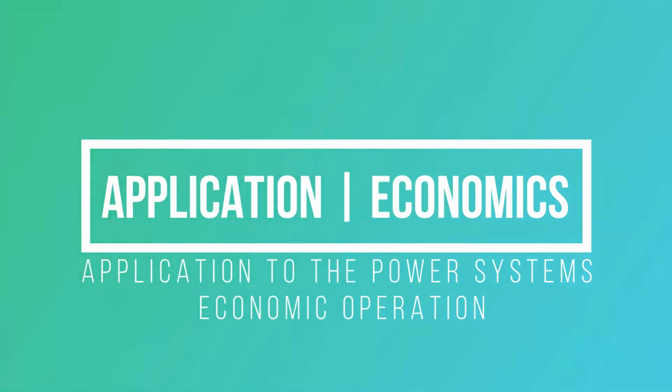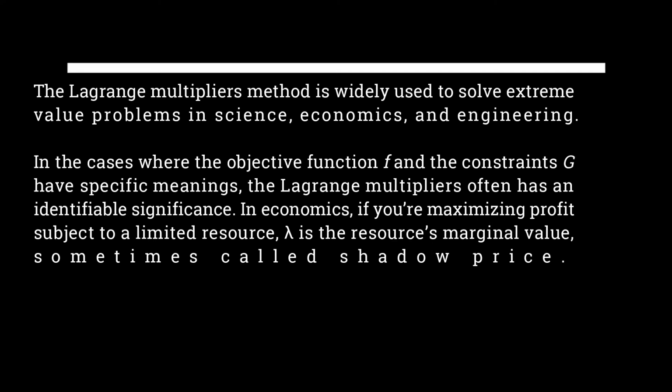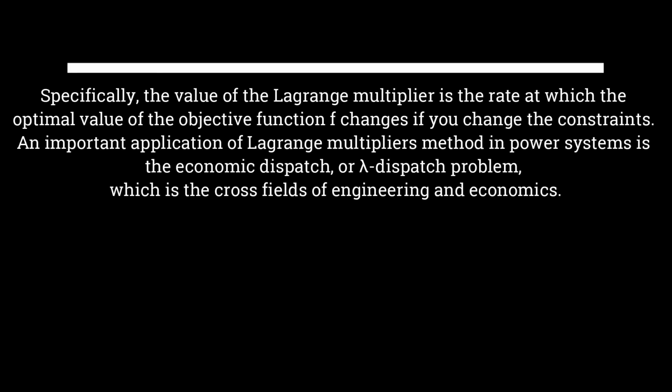Application to the power system's economic operation. The Lagrange multiplier method is widely used to solve extreme value problems in science, economics, and engineering. In cases where the objective function f and the constraints g have specific meanings, the Lagrange multiplier often has an identifiable significance. In economics, if you are maximizing profit subject to a limited resource, lambda is the resource's marginal value, sometimes called the shadow price. Specifically, the value of the Lagrange multiplier is the rate at which the optimal value of the objective function f changes if you change the constraints.